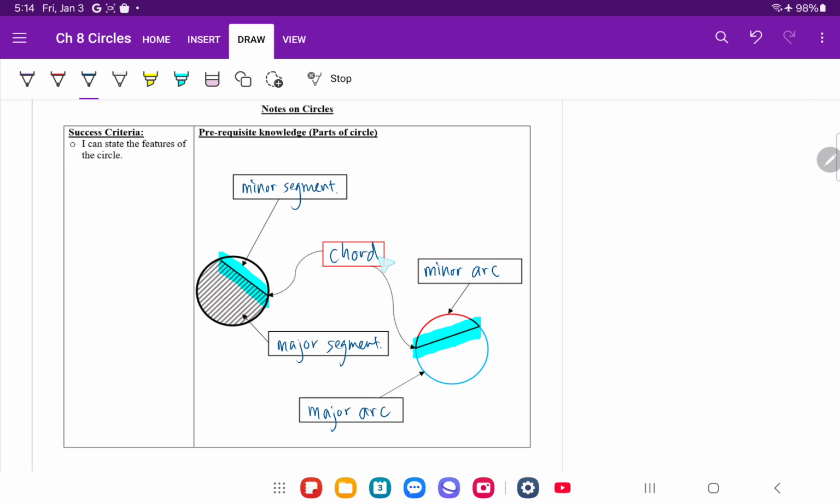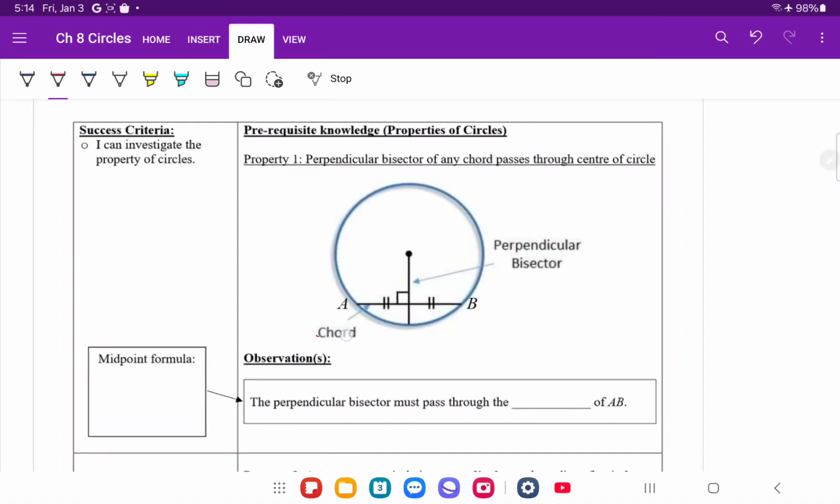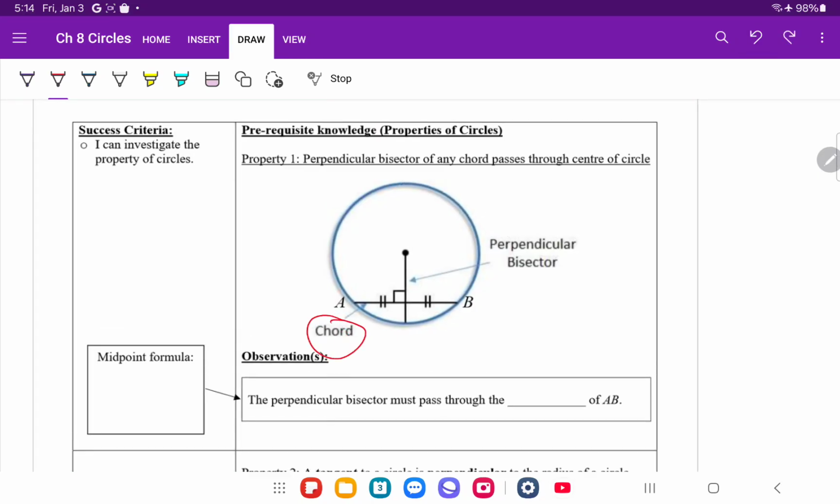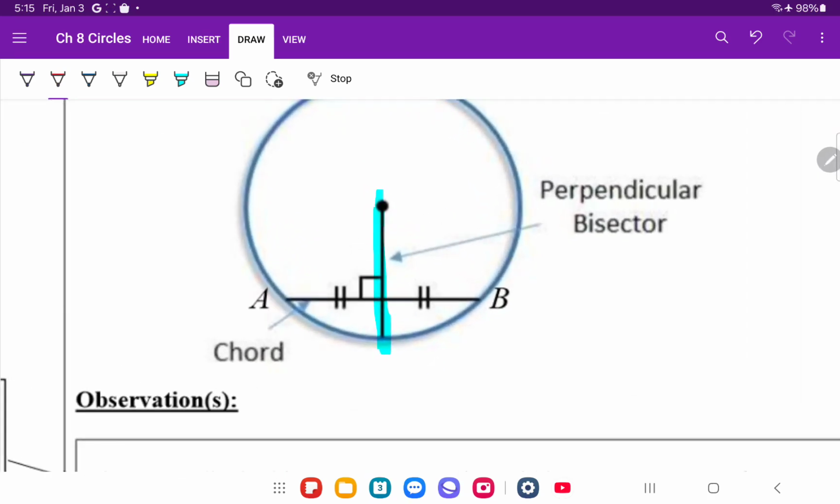Now this idea of a chord is very important for the next part of this topic. So remember this word, chord. I'm going to come to it in a short while. A chord is mentioned in one of the circle properties that you learned last year during the extended curriculum. When you draw a chord, and you draw the perpendicular bisector of the chord, this line in blue is going to cut the chord into halves. And when it does so, there will be a right angle formed.